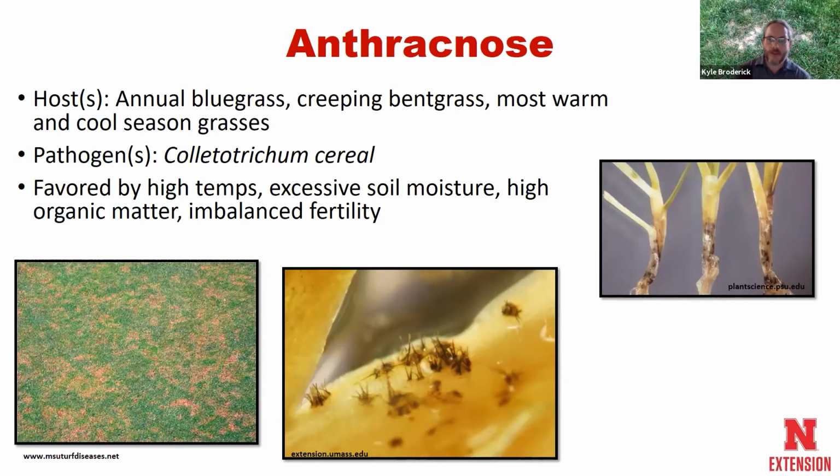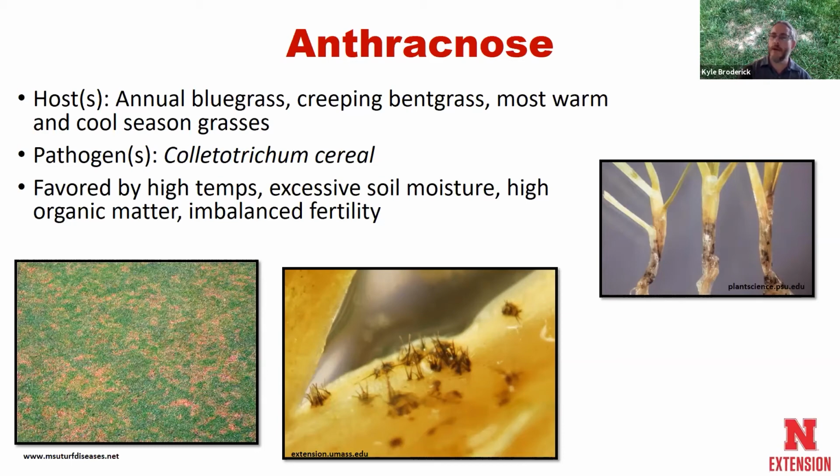Next one is anthracnose. Anthracnose is most commonly a disease on bentgrass. We see it on bluegrass too, but as far as it being a true disease, I really only consider it to be a true disease on bentgrass and annual bluegrass. Now, we can find it on any of our turf species, but normally that often means that there is a sign of some other stress occurring on the turf. Maybe it's excessive temperatures, so it could be heat stress, or maybe it's been overwatered, maybe there's too high of organic matter, or just imbalanced fertility.